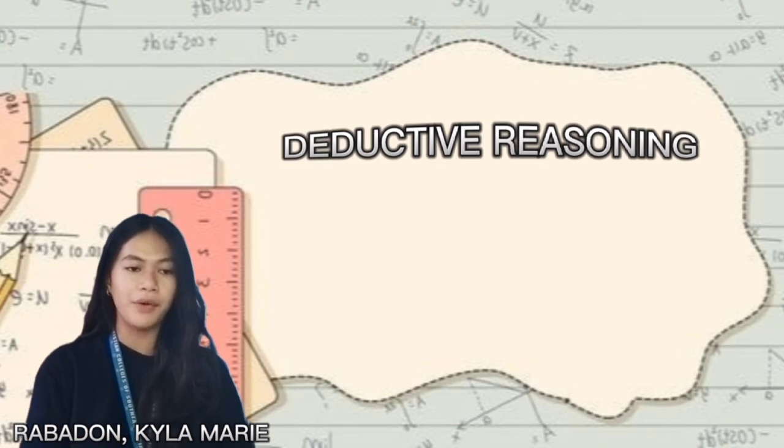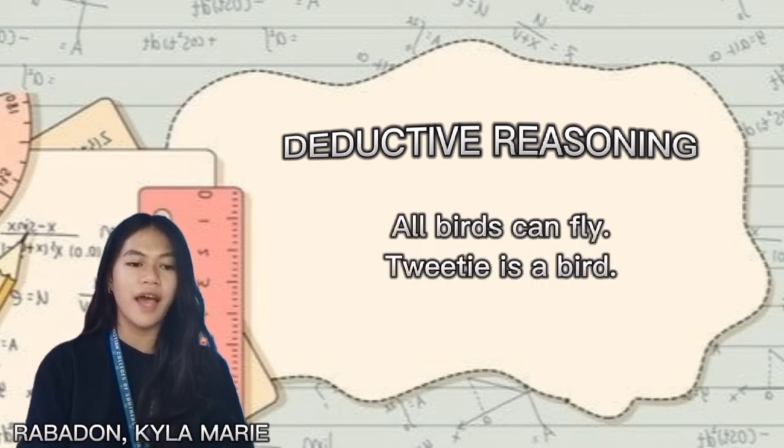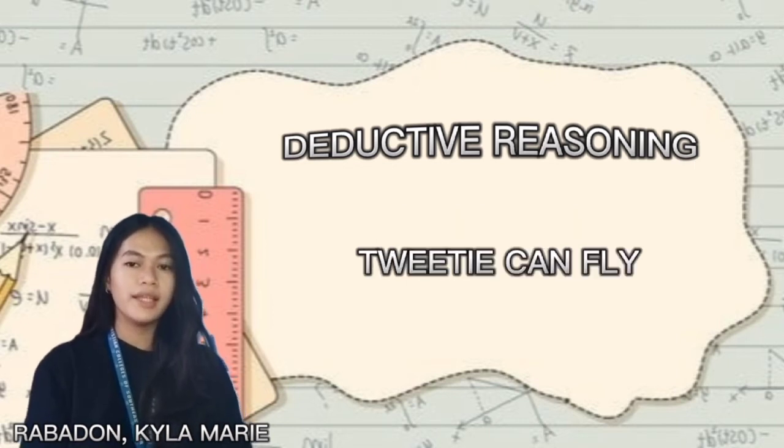Another example. Suppose that the given statement is true. Use deductive reasoning to give another statement that must also be true. All birds can fly. Tweety is a bird. Solution: Tweety can fly.